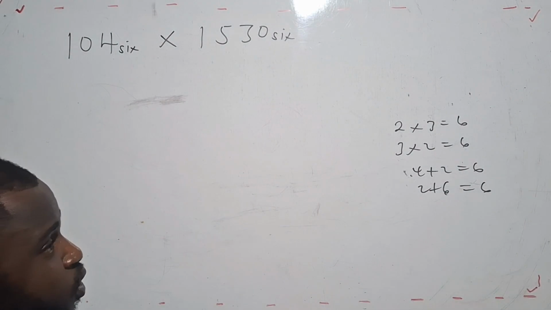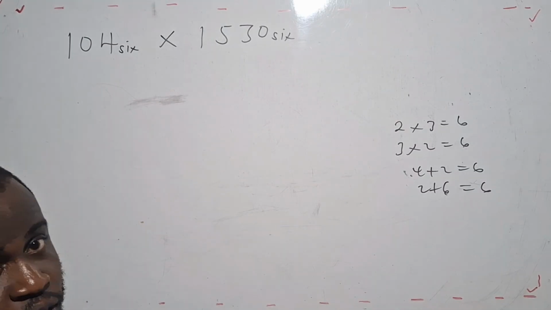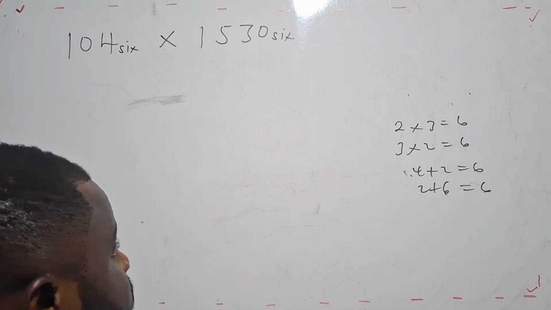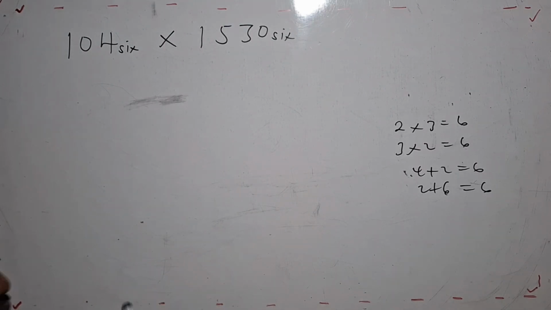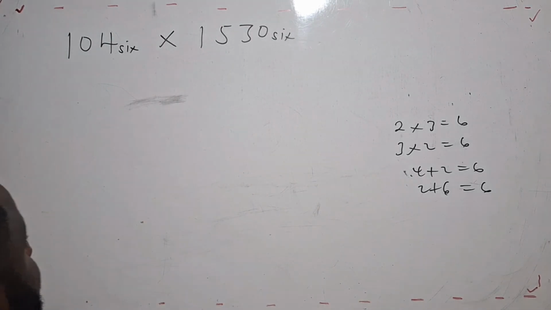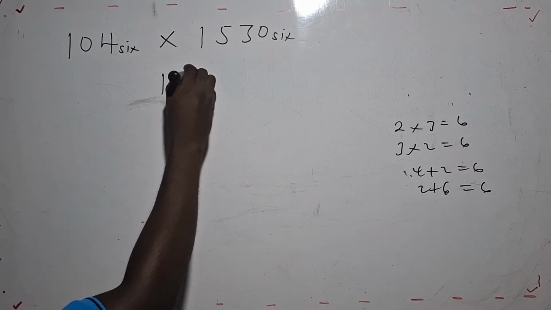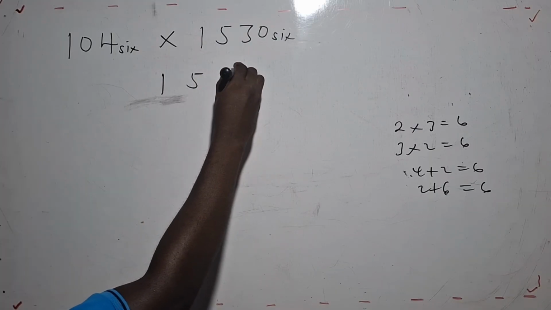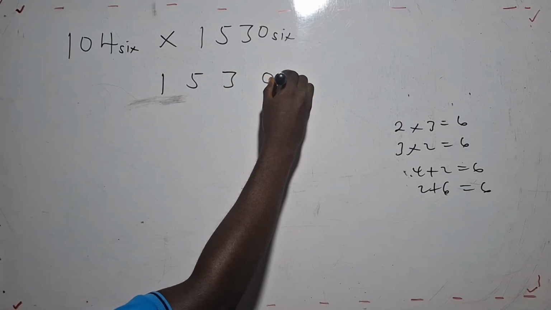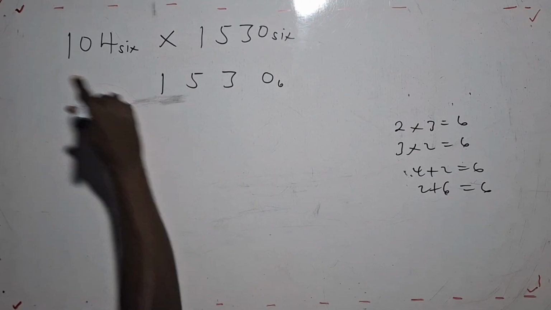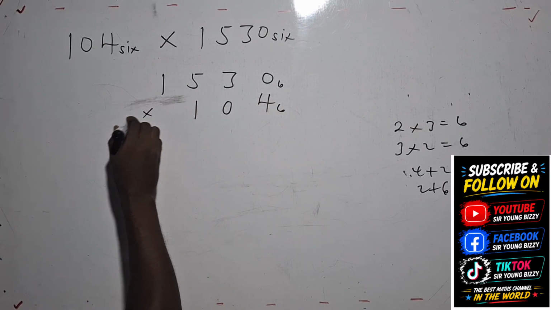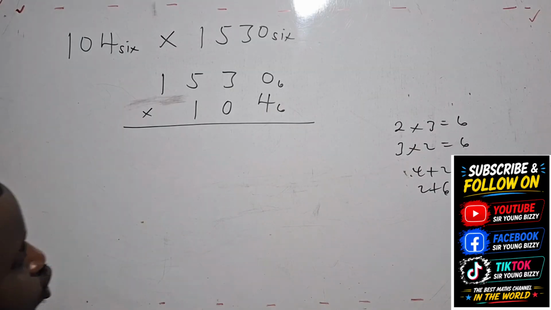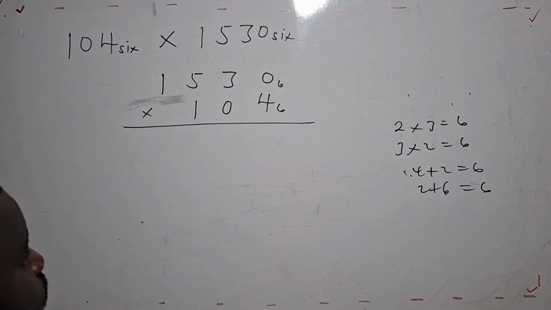I'll be teaching the properties of numbers when we start with binary operation. So I'm going to write the 4-digit number first, which will make my calculation very easy. I'll write 1530 base 6, then write 104 base 6 also below it. So we are going to multiply one digit after the other.